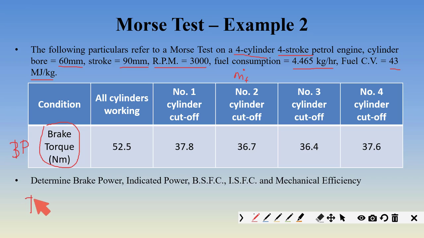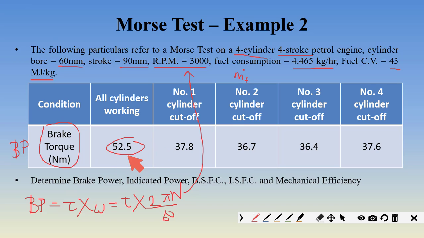So there is not much difference. You only have to remember one thing. What is brake power? Brake power is brake torque into angular velocity. So that is brake torque into 2 pi n upon 60. And this n is RPM, 3000. So that is the only difference. Rather than taking this value directly, you have to multiply it each time by 2 pi n upon 60. This is the only difference between this sum and the previous sum. So it is pretty easy.